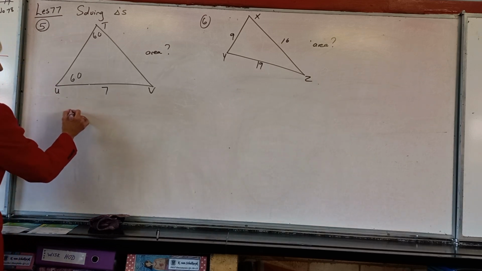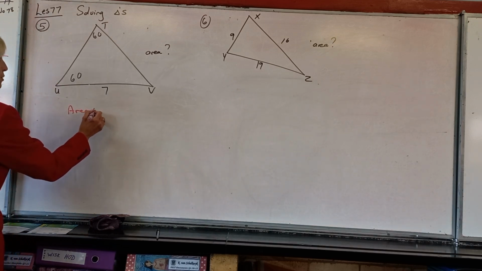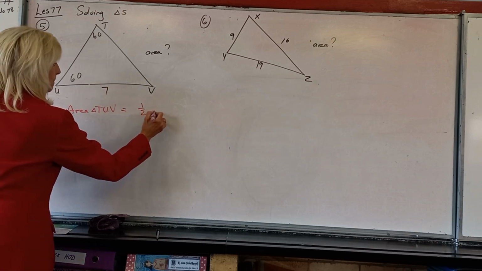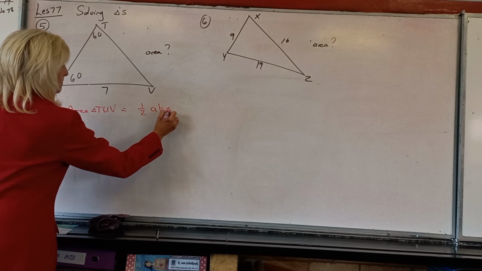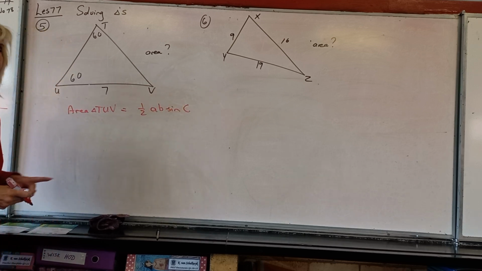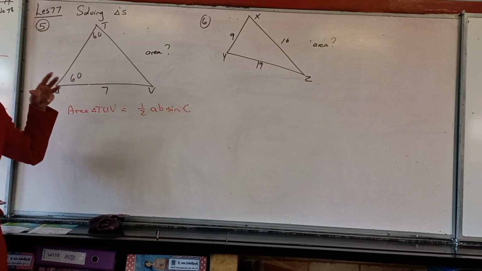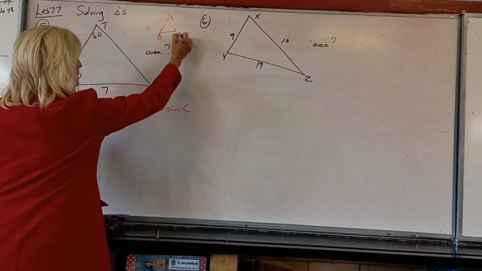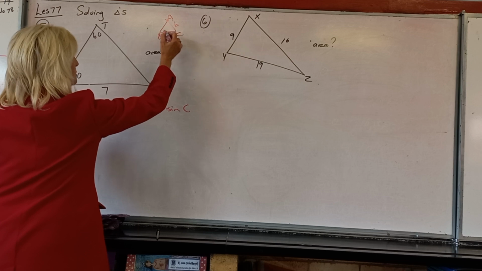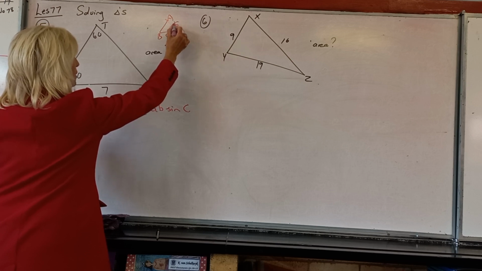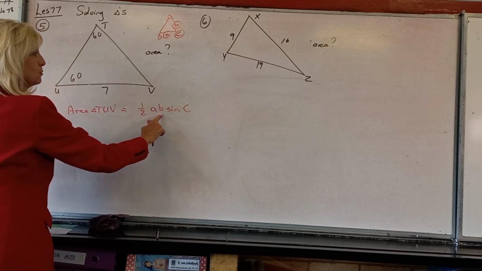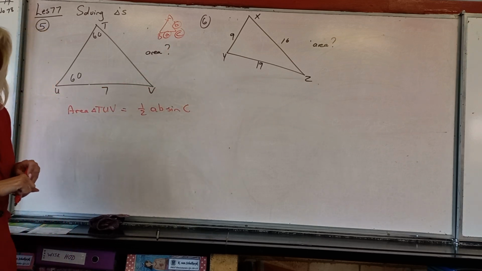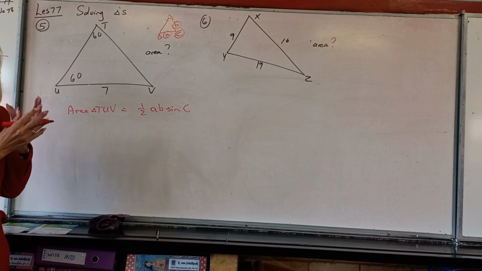Remember the rule says area of triangle TUV, or just area, would be half ab sin C. What does that mean? Because remember, this is not ABC, but what does it mean? If I have A, B, C, small b, and small a, and C, if those are the 3 things that I need, small a, small b, and big C, then I need 2 sides. Does it make sense?